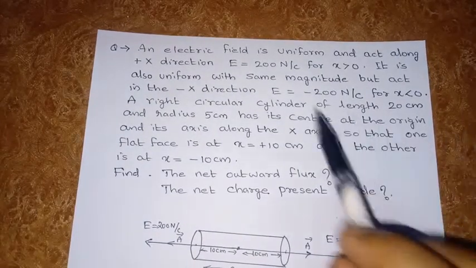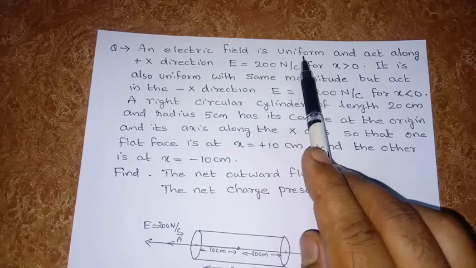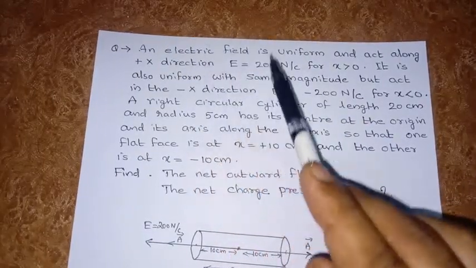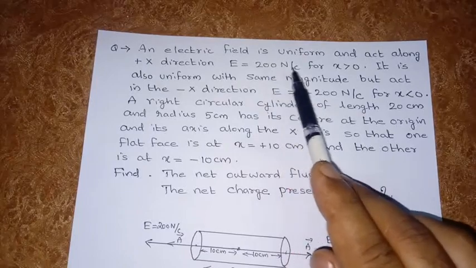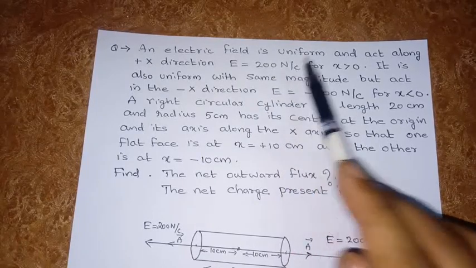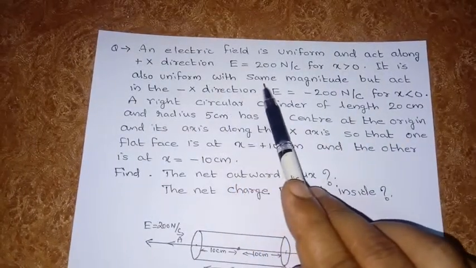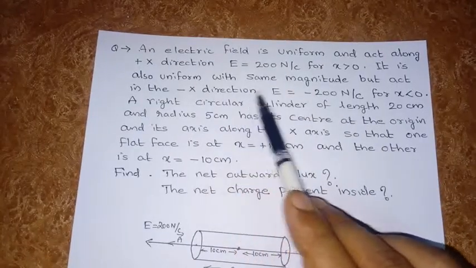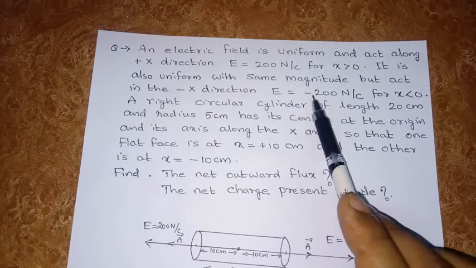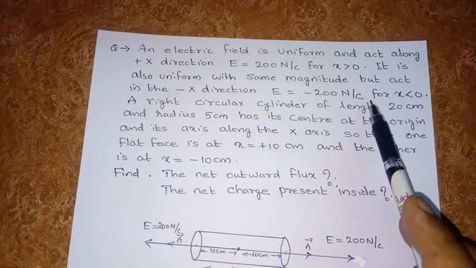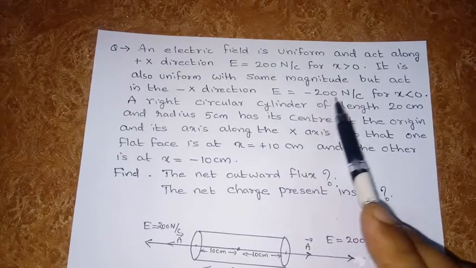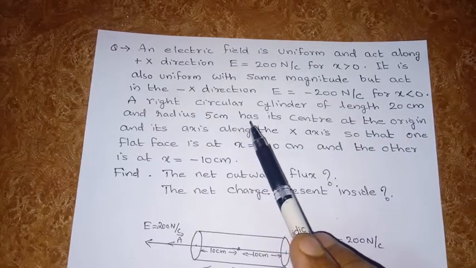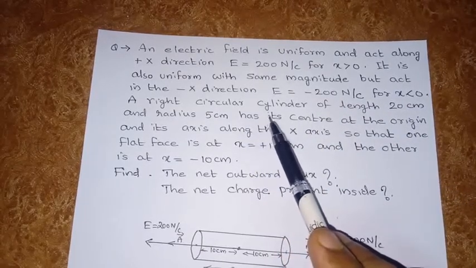An electric field is uniform and acts along the plus x direction and its value is 200 Newton per Coulomb. It is also uniform with the same magnitude but acts in the minus x direction with the value equal to minus 200 Newton per Coulomb. So there are electric fields in the positive x direction and negative x direction. The value of the electric field remains the same.